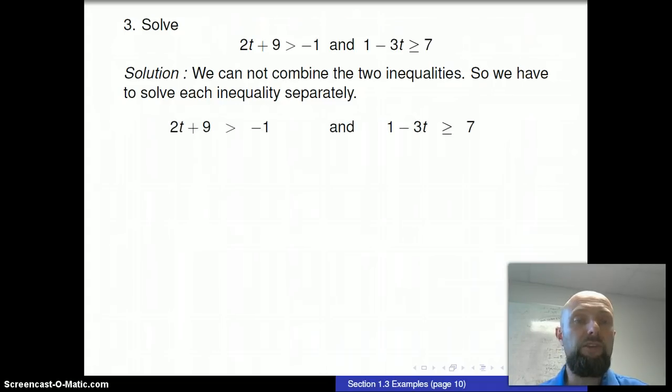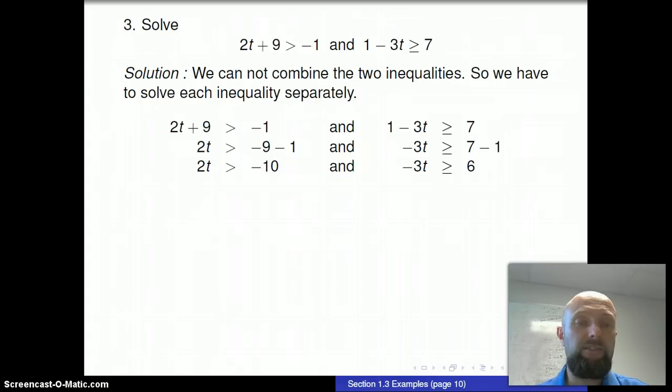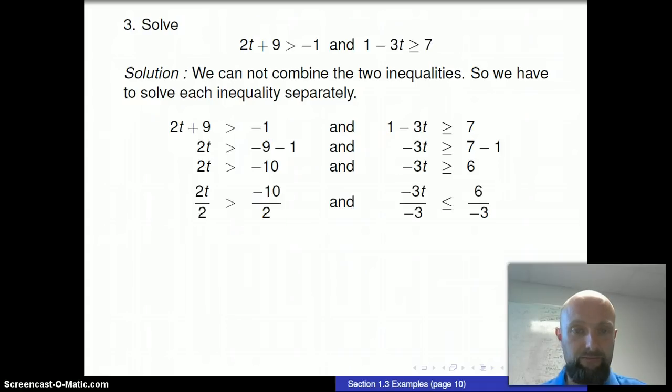In the first inequality, we need to move 9 to the right by subtracting 9 from both sides. In the second inequality, we move 1 to the right by subtracting 1 from both sides. We simplify by combining like terms. Next, we isolate t by dividing the first inequality both sides by 2. In the second inequality by dividing both sides by -3. Remember, when we're dividing by a negative number, we need to switch the inequality sign.